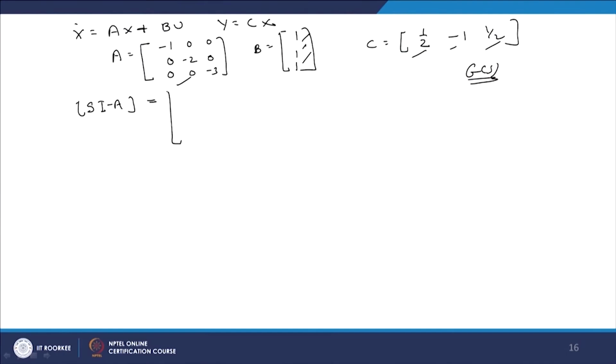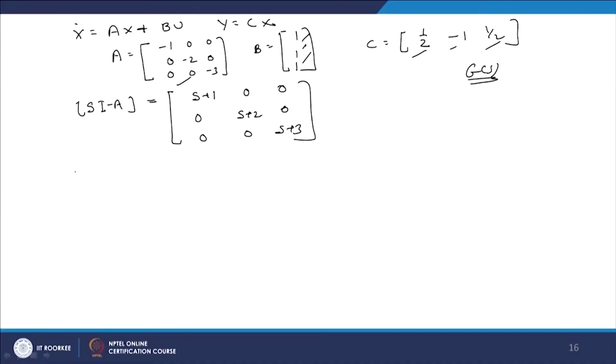sI minus A equals s plus 1 0 0, 0 s plus 2 0, 0 0 s plus 3. We will find that most of the elements in this case are 0, and this particular model, which you have already seen last time, is in diagonal form, and therefore simply sI minus A is s plus 1, s plus 2, s plus 3. Now, we have to determine the adjoint of sI minus A. So, for the adjoint we require the cofactor of sI minus A.